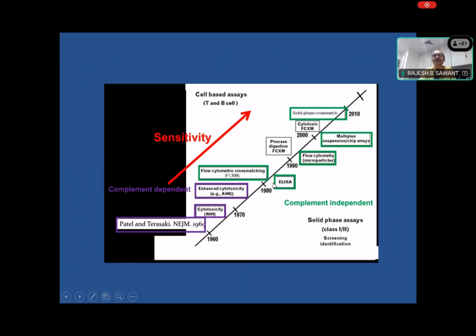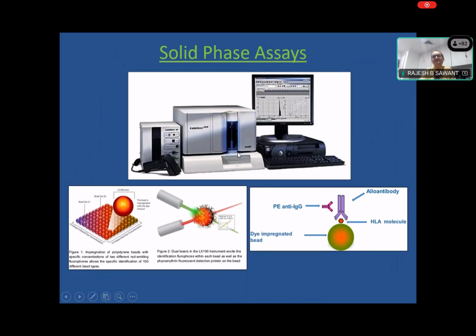Then very soon we had the ELISA-based test and the flow cytometry-based assays. And today, the solid phase assays are available, and we use a combination of different assays, at least 2 different technologies, to make the clinical decision in this transplant scenario. So a little bit about solid phase assays.